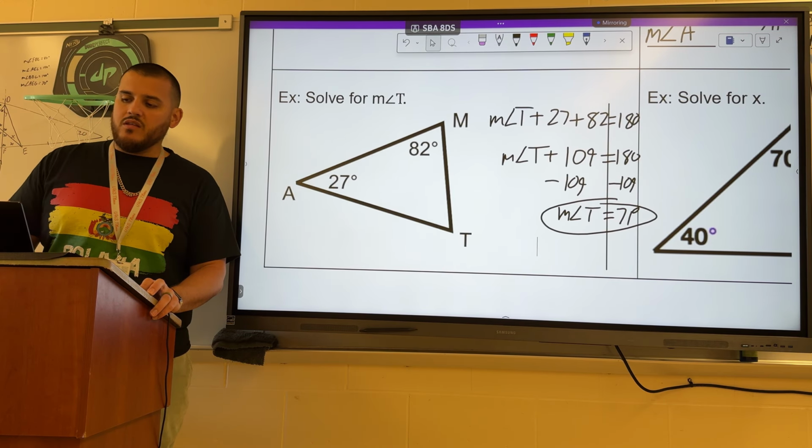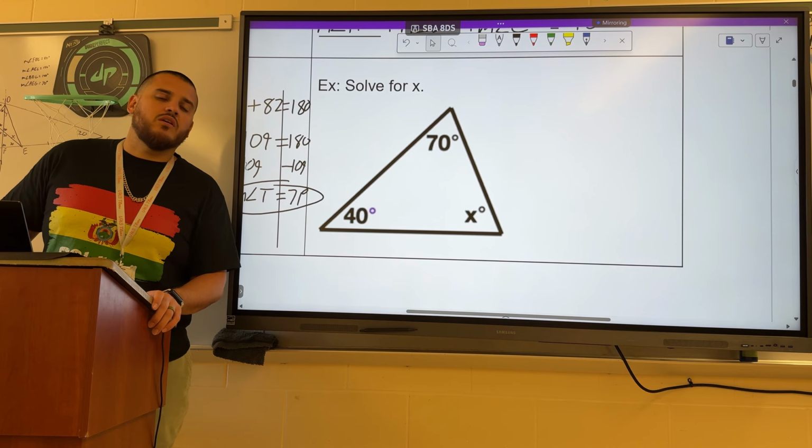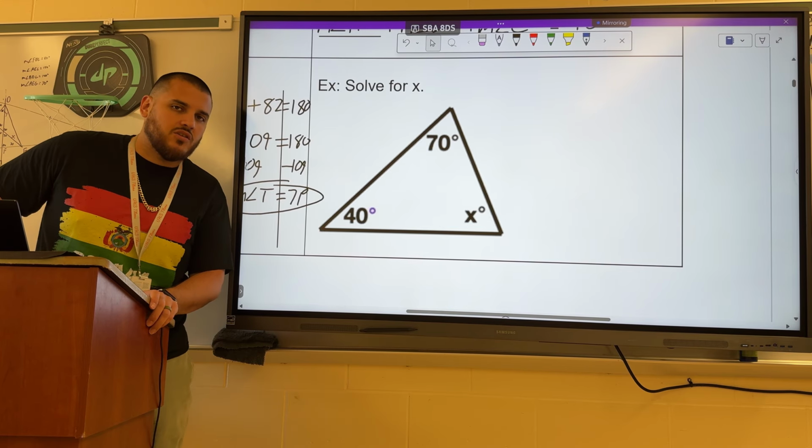All right, let's see if you can do these basics on your own with this example. Go ahead and pause the video and make sure that you can find the value of x in this triangle.